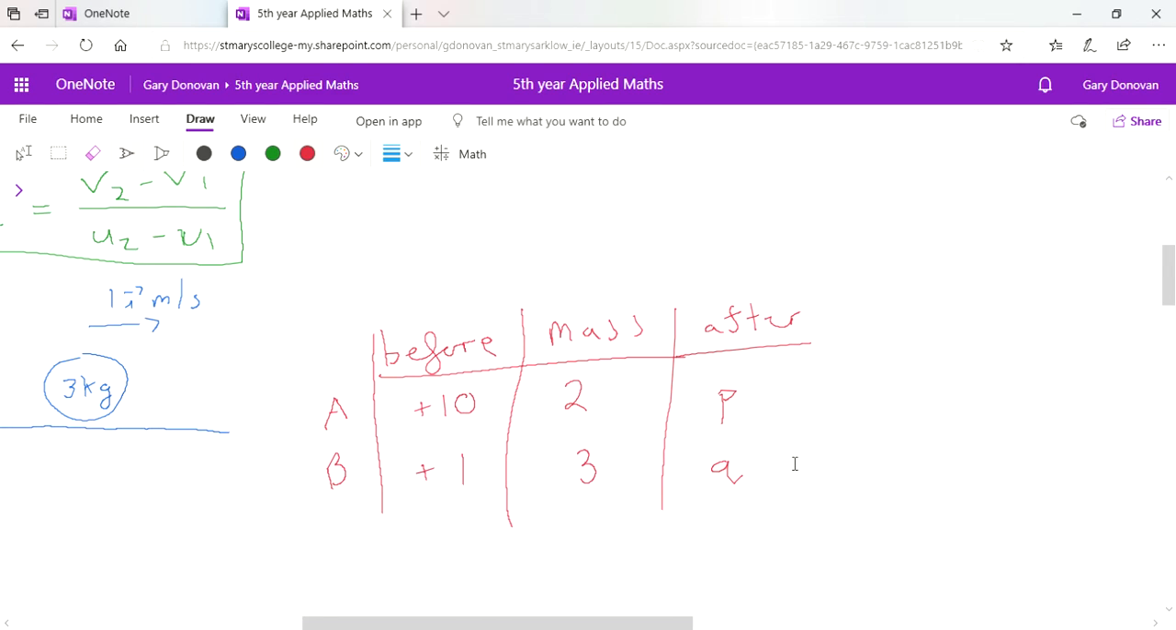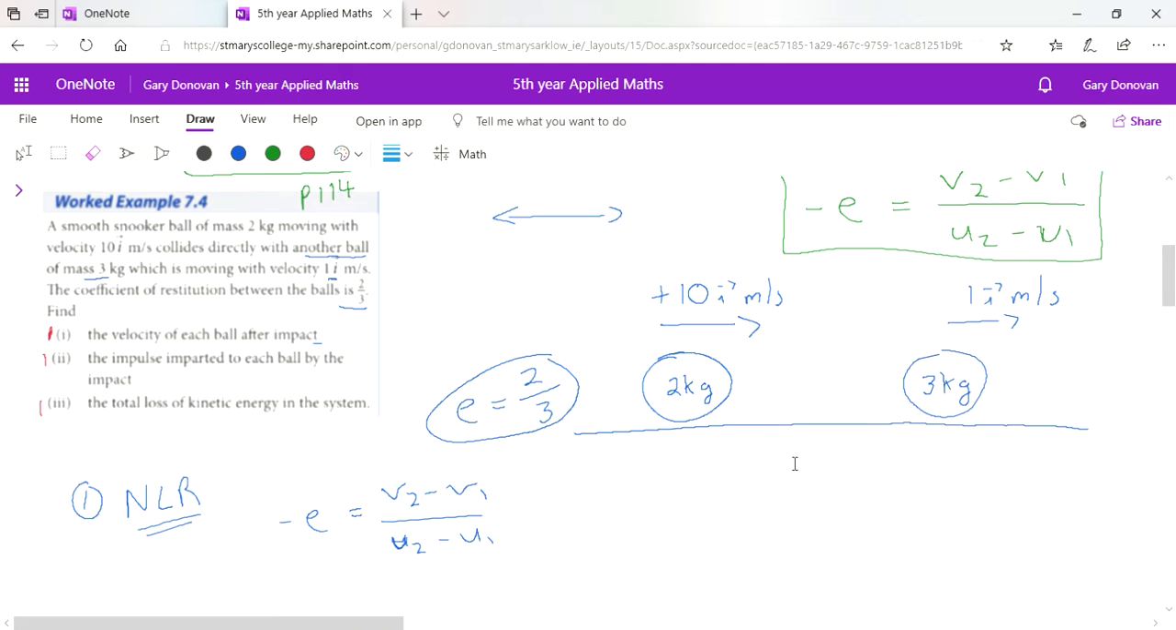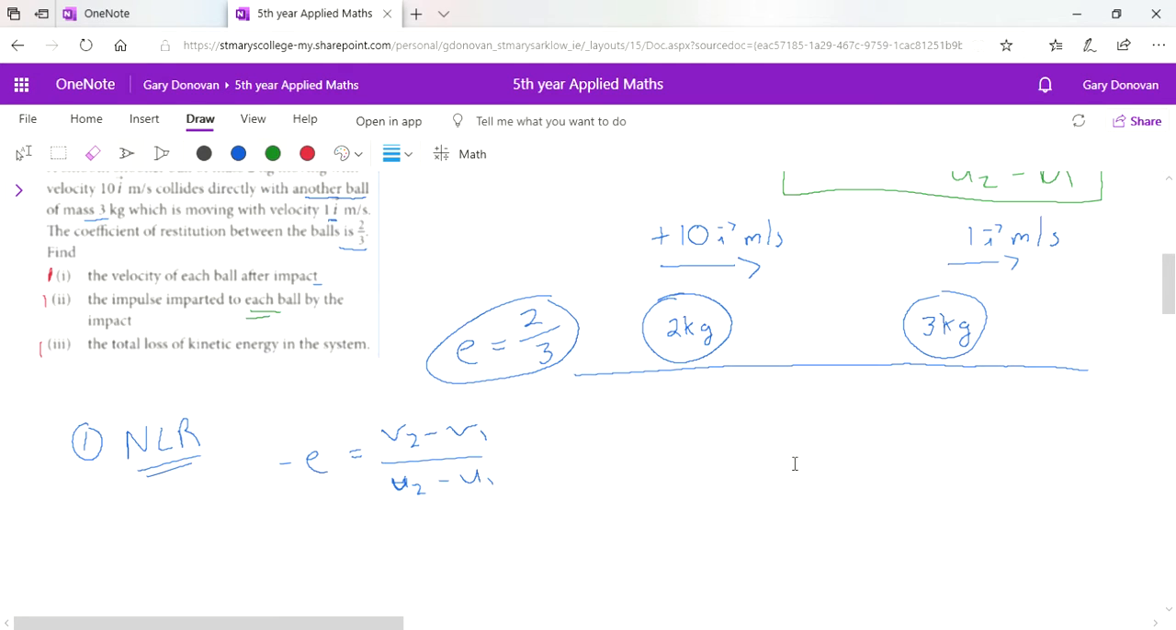So this was our table at the start, and what we found out was that P was equal to 1, so the velocity of sphere A after the collision was 1. And Q was equal to 7. So now we know P and we know Q. Next part is find the impulse imparted on each ball by the impact.